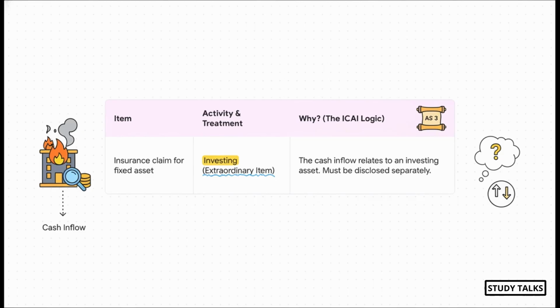And finally, let's look at something unusual, an extraordinary item. Say you get an insurance payout for a fixed asset that was destroyed. Where does that cash inflow go? Well, the cash is directly related to a fixed asset, which is an investing asset, right? So the cash inflow is classified under investing activities. But because this is a one-off, unusual event, AS-3 also says you have to disclose it separately.